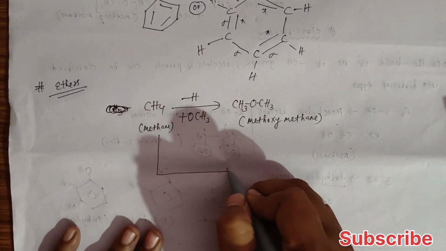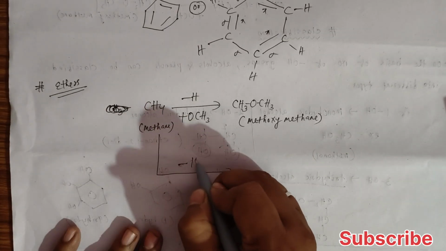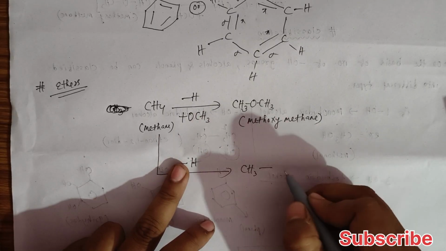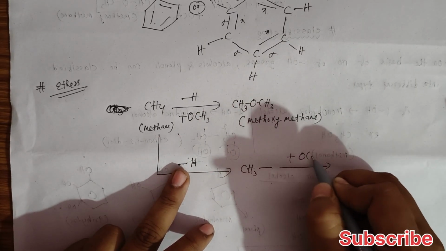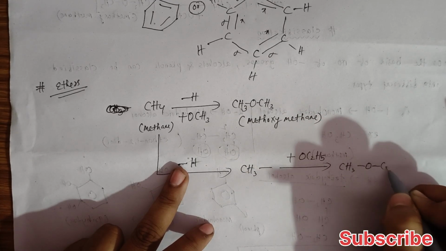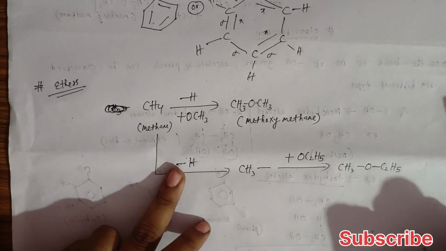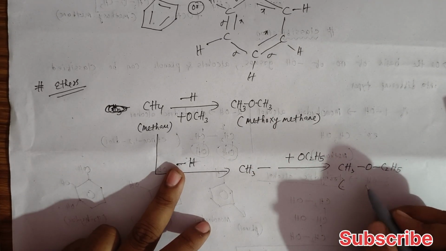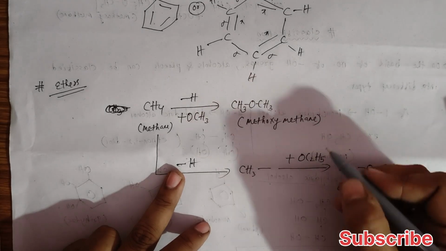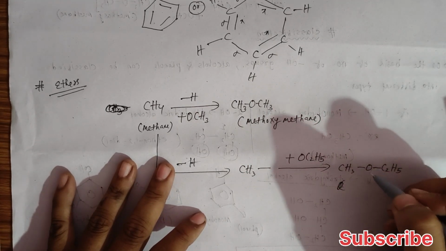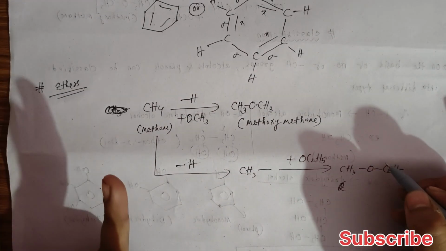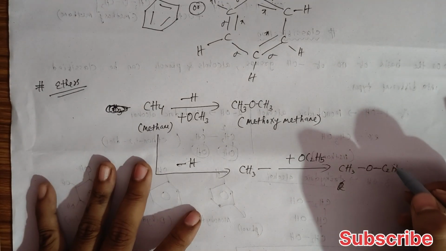If from this methane I replace one hydrogen atom, CH3, that means a methyl group is obtained, and add OC2H5, what will happen? We will get CH3OC2H5. This is also an ether, but its name is ethoxymethane. So different kinds of ethers were obtained in this structure. In total, 2 types of ethers are actually present.